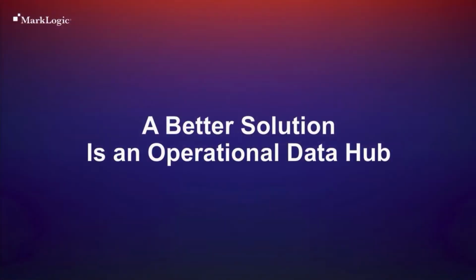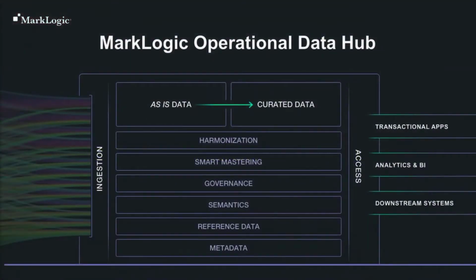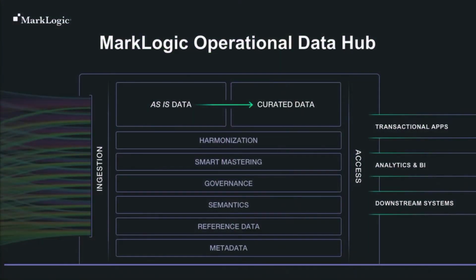So what's a better solution? A better solution is an operational data hub. So what is an operational data hub? This is a term we put on it. We call it operational data hub because you're bringing it together, and you're not bringing it together just because it's fun to integrate data. You're bringing it together so you can do the three things on the right side of this chart, which is access it.